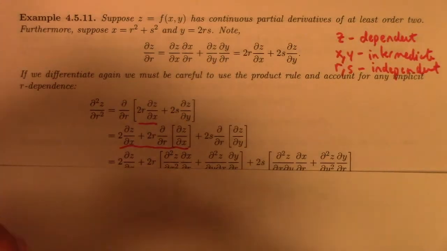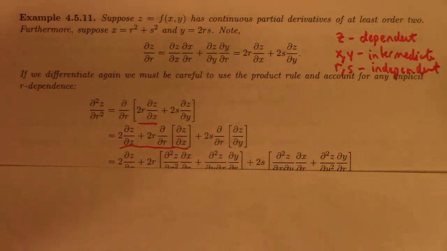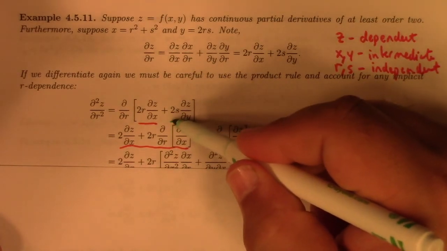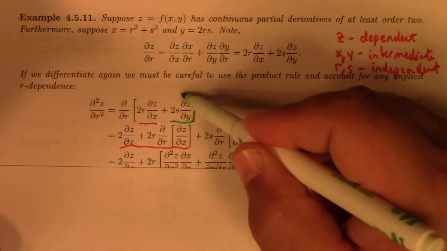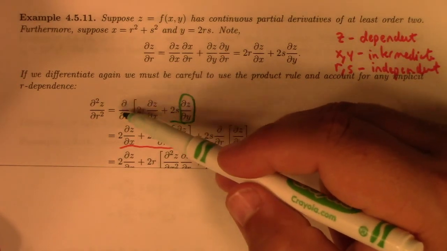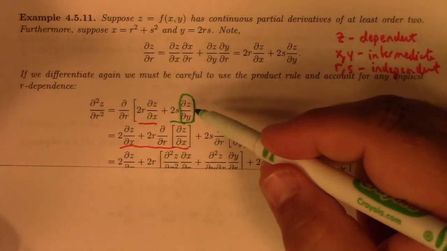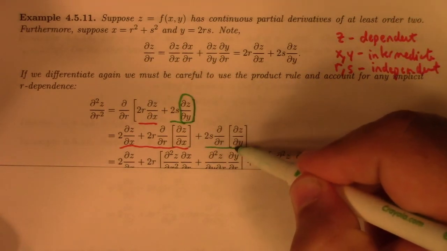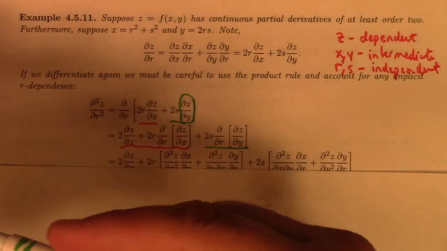And then in contrast, this guy, 2s times partial z partial y, only the partial z partial y term has a possible non-trivial dependence on r. And so we can just think about pulling the 2s out, and we just get that. That's what's going on there.